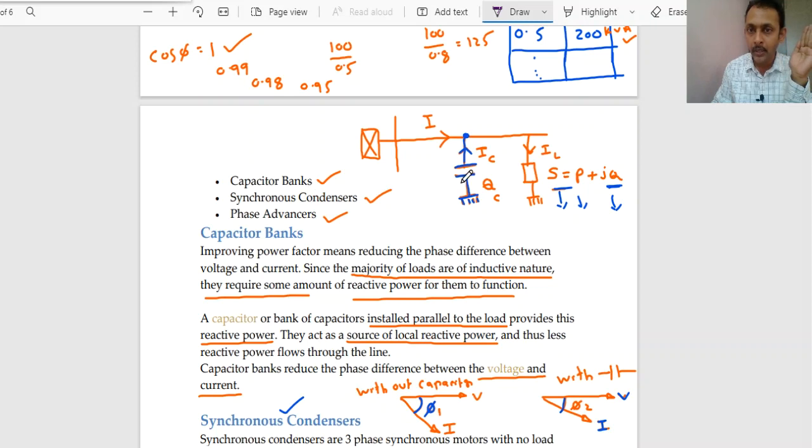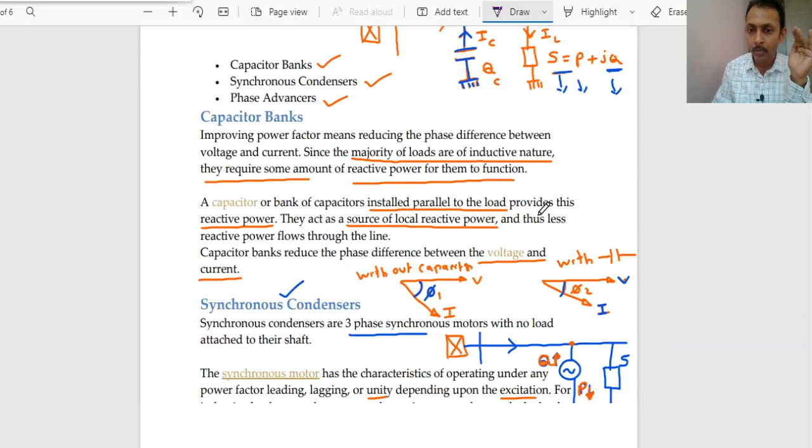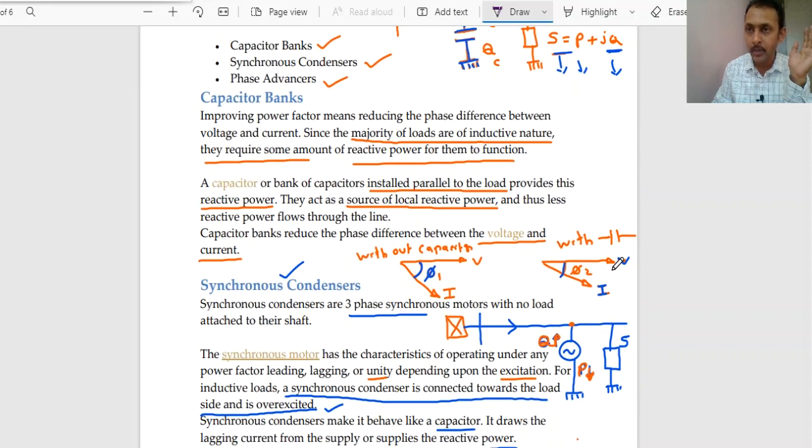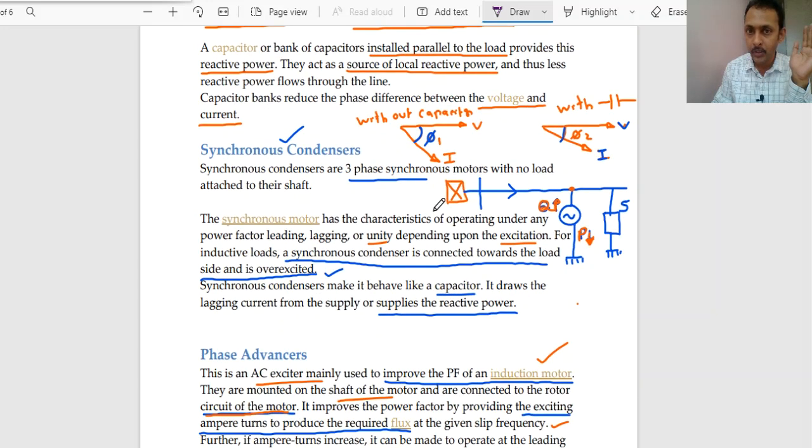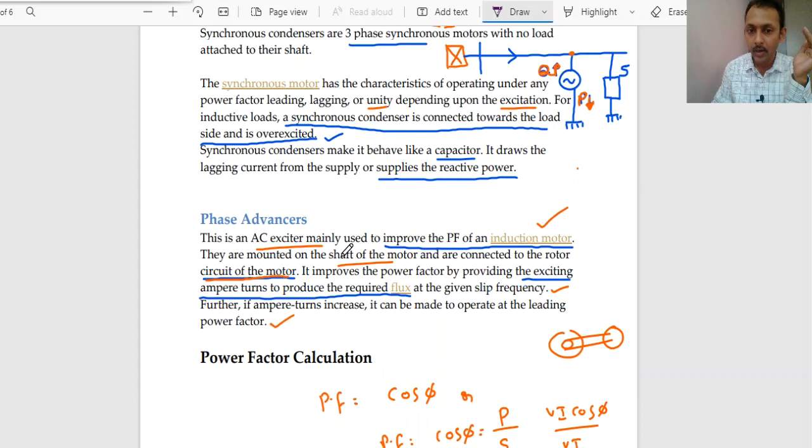Capacitor banks will be connected in parallel to the load, and they will inject some of the reactive power required by the load. By doing so, it will reduce the angle between the voltage and current. Synchronous condensers are nothing but three-phase synchronous motors operated in an overexcited state. During that state, they supply reactive power. They draw some active power and inject reactive power into the system. Next one is the phase advancers.